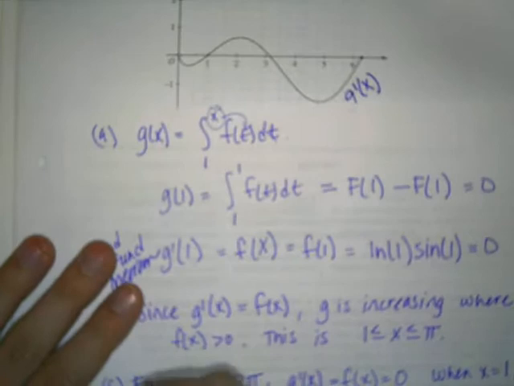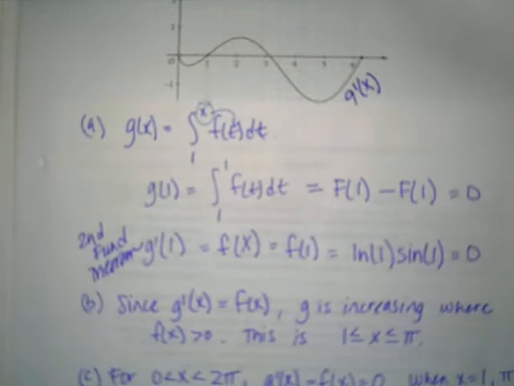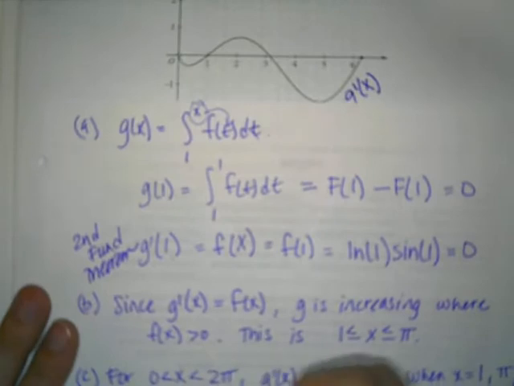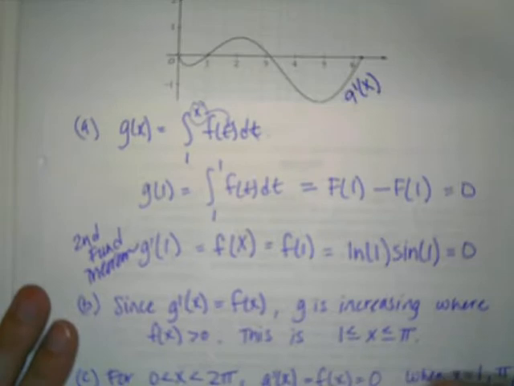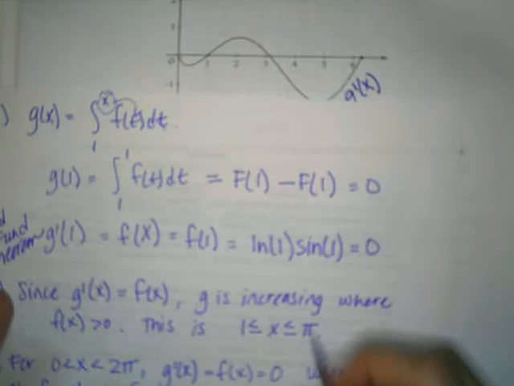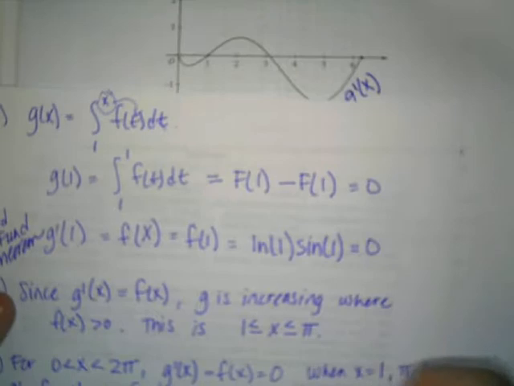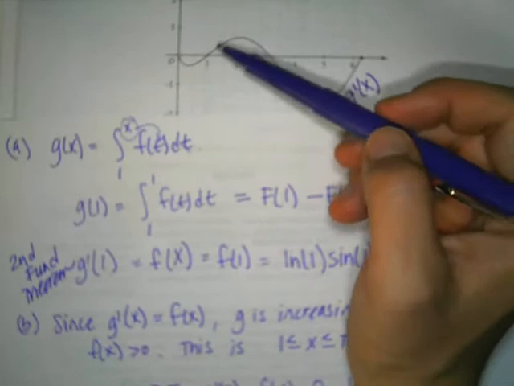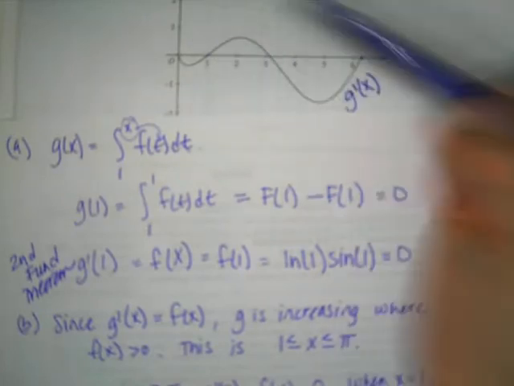G prime, or the function f, changes from negative to positive only at 1. From negative to positive, that would be a minimum, where you're decreasing and then increasing, only at 1.